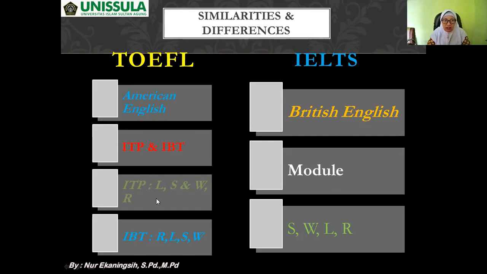And then for the skills that we are going to be tested, the ITP will test you on 4 skills, all skills. So the 4 skills are tested on ITP and IBT TOEFL. And also IELTS, the same: you will be tested by IELTS in 4 skills too, speaking, writing, listening, and reading. But only the arrangement will be different.